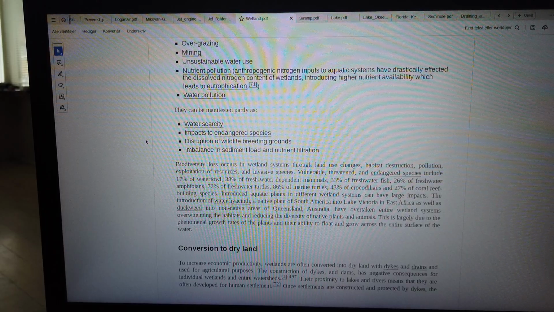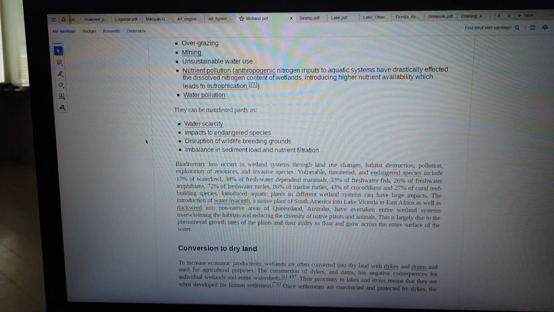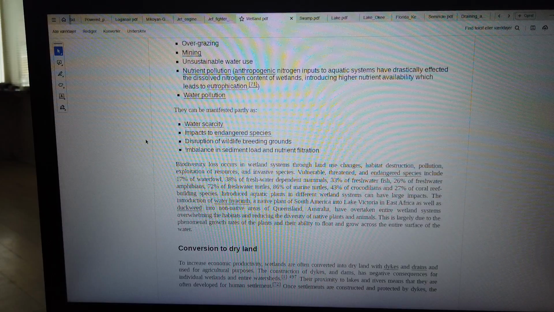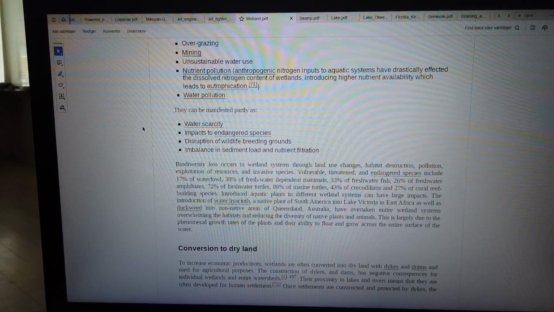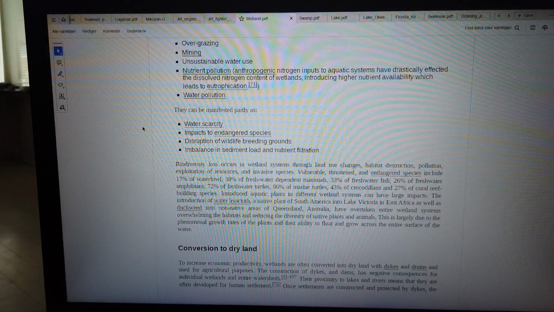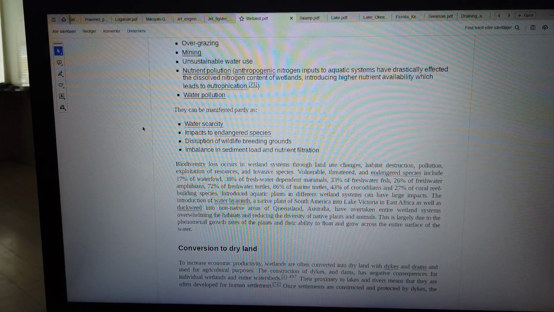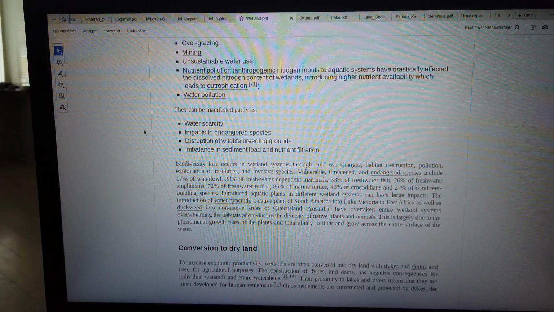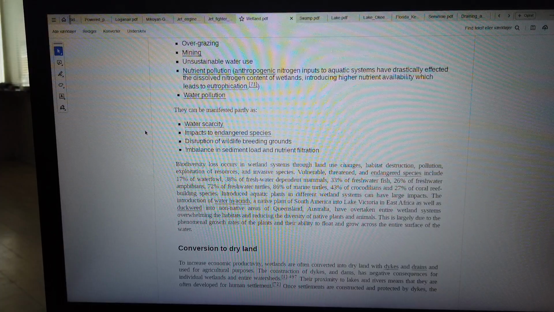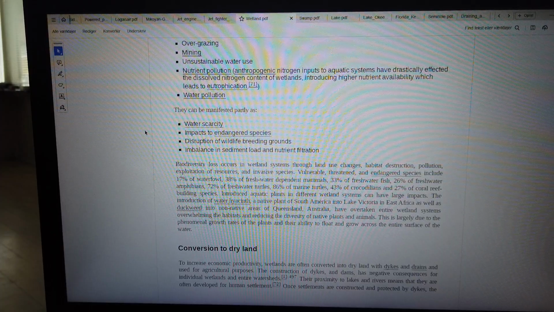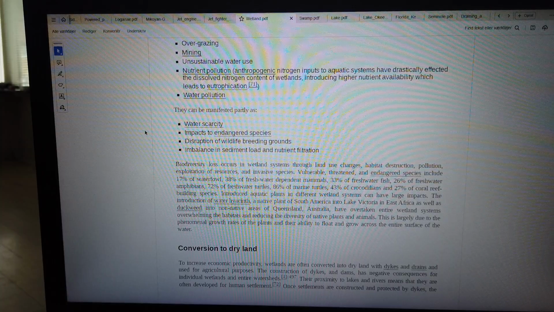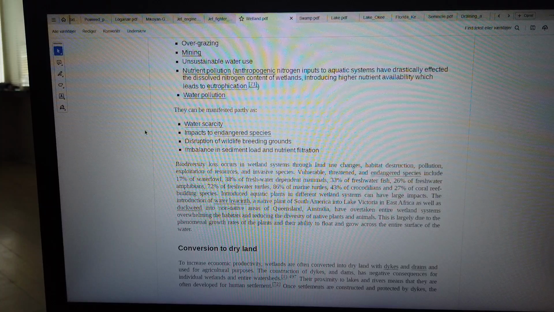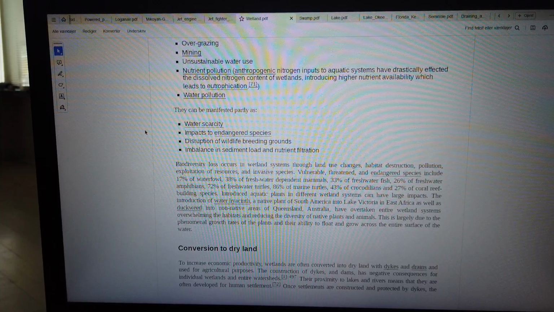Biodiversity loss occurs in wetland systems through land use changes, habitat destruction, pollution, exploitation of resources, and invasive species. Vulnerable, threatened, and endangered species include 17% of waterfowl, 38% of freshwater dependent mammals, 33% of freshwater fish, 26% of freshwater amphibians, 72% of freshwater turtles, 86% of marine turtles, 43% of crocodilians and 27% of coral reef building species.